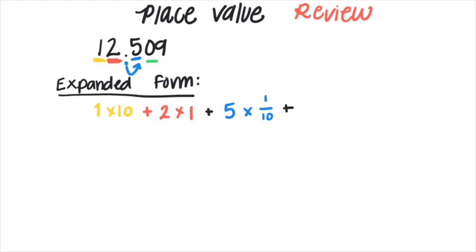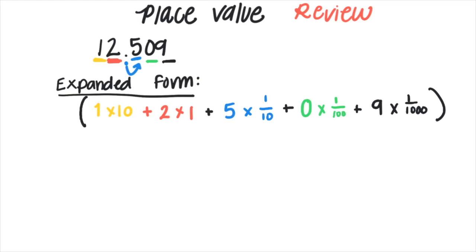Then we add that again, and we move to our next place value, the hundredths. So then we do our 0. It is a 0, so I can skip it, or I could do 0 times 1/100th, okay? And then I can add in the next place value, which is that 9. That 9 is in the thousandths, so I do 9 times 1/1000th. Okay, and this is how it would be written in expanded form.